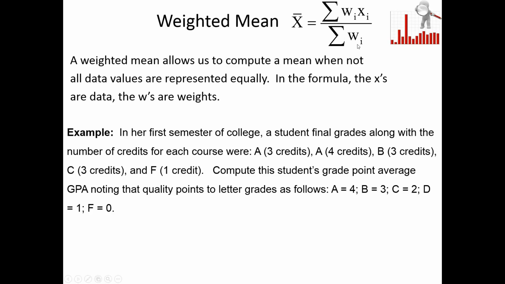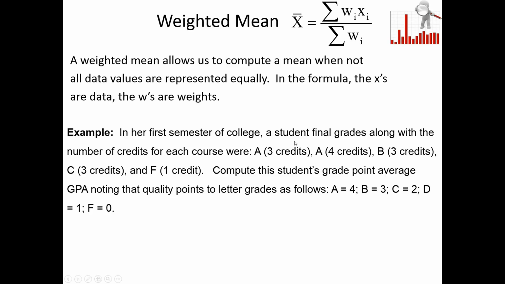So if everything's equally weighted, this is the same as the regular mean. If things are not equally weighted, then this formula will give more weight or more emphasis on values of higher weight. So this is an example using a weighted mean, and the example is GPA.